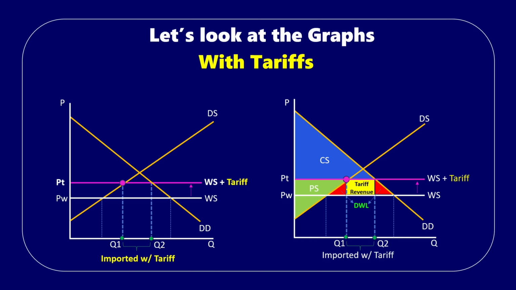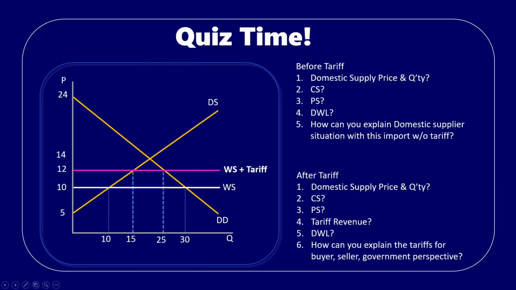But here's the one downside. Some trades that used to benefit both buyers and sellers no longer happen. That is deadweight loss, shown by the two red triangles. Now for a quiz or final exit ticket, fill this out just one more time.